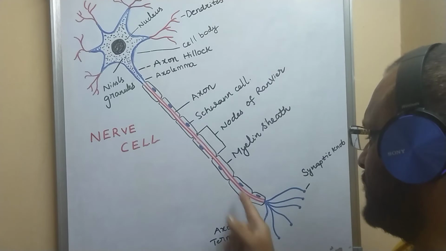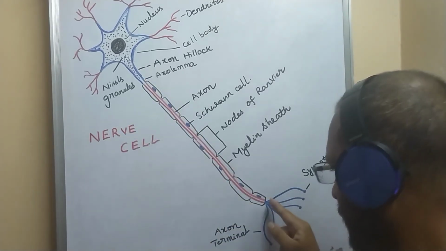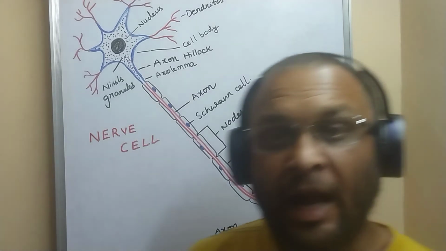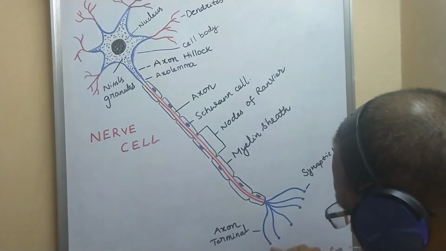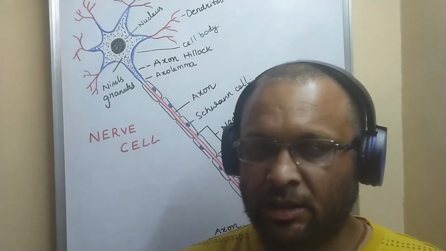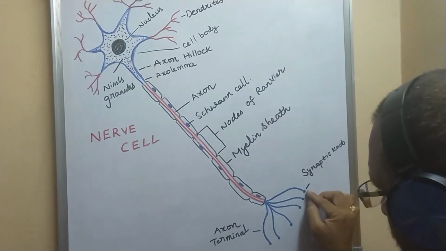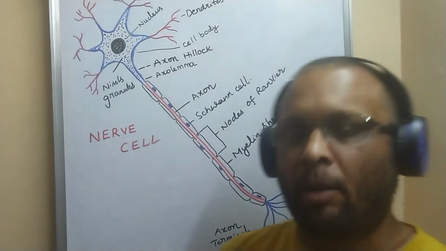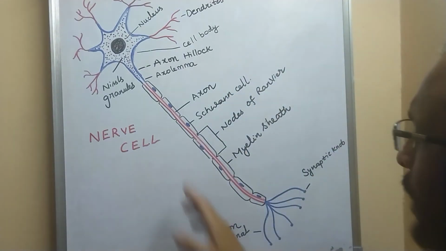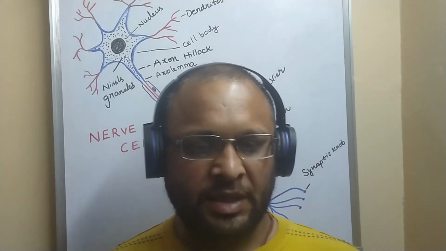Next, the axon terminates and divides into branches. At the end of each branch, you can see a small bulge-like structure. This part is called a synaptic knob. Normally the axon is around 100 centimeters in length.